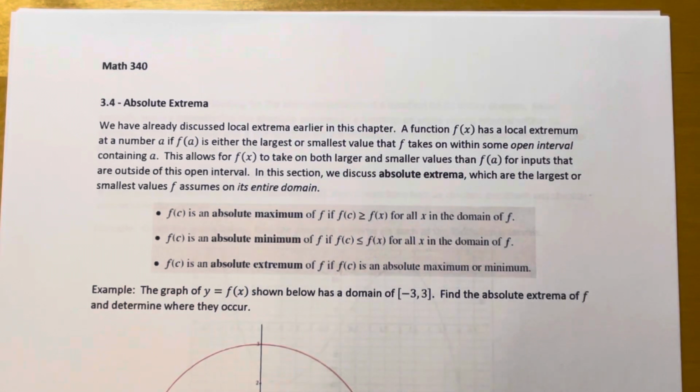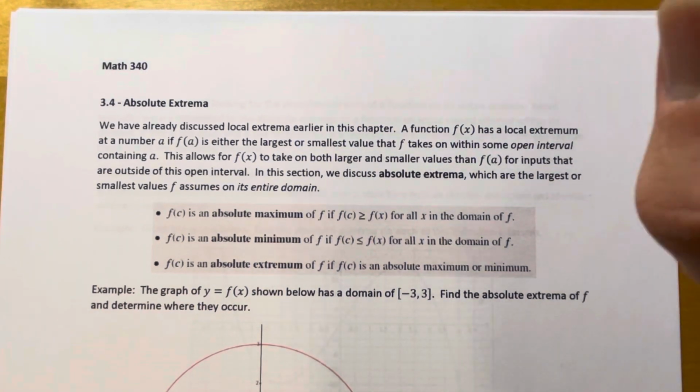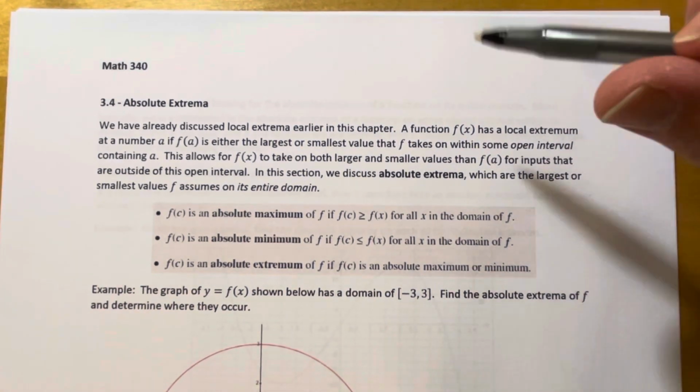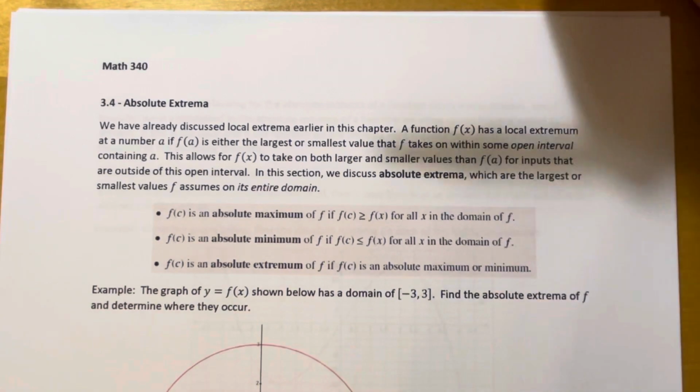Now, we've seen where a function can have multiple local minimum or local maximum values. And what we're after this time is what's called absolute extrema, which is the largest or smallest value that f takes on in its entire domain, as opposed to just within some small interval of our domain. So these are the formal definitions we're going to work with.